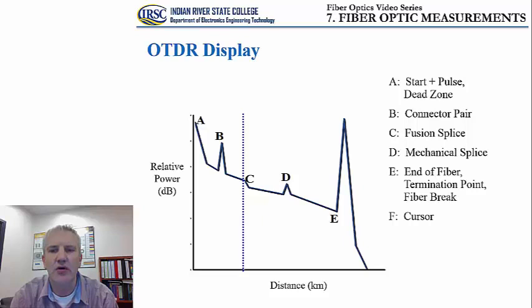For example, if you have an upward peak, such as in the case of event B, we are dealing with a connector loss, as opposed to a downward drop, such as the event labeled here as C, that would indicate a fusion splice. So you can identify exactly where, at a certain distance away from you, you have a certain type of loss or event, be it a connector loss or splice loss or other types of loss that may occur along the fiber.